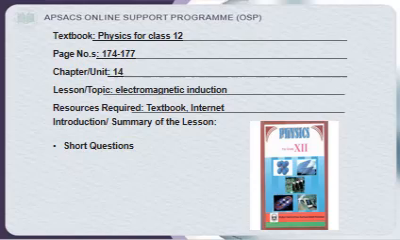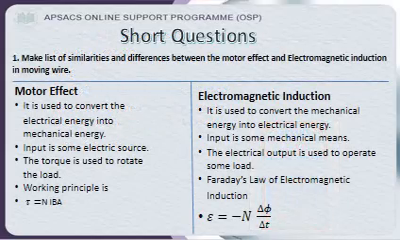Today we will cover the short questions of chapter number 14, electromagnetic induction. For short question number 1, make a list of similarities and differences between the motor effect and electromagnetic induction in a moving wire. The purpose of doing short questions separately is to revise the concepts that are already studied in the whole chapter.